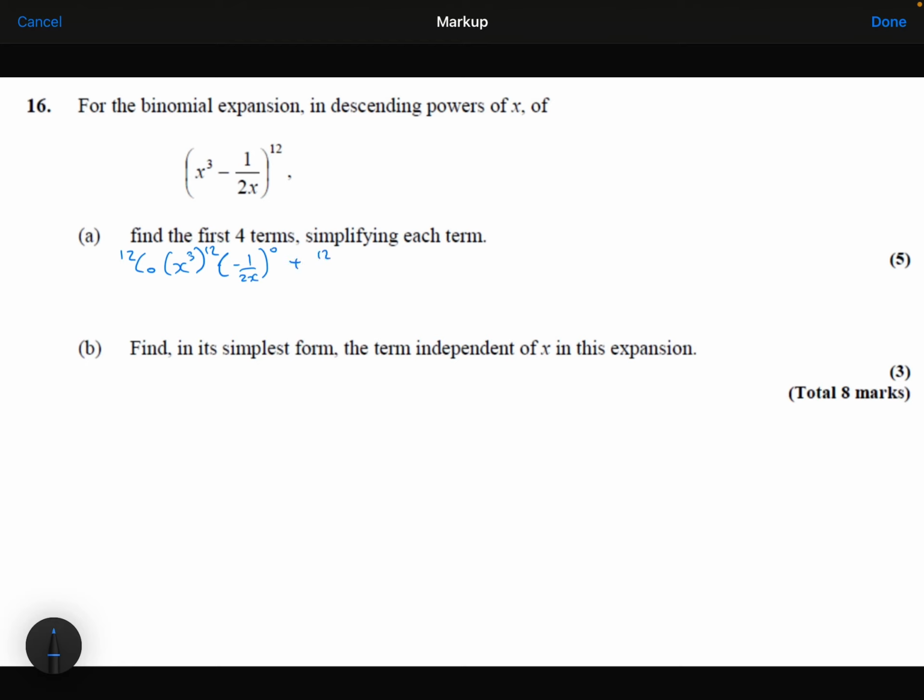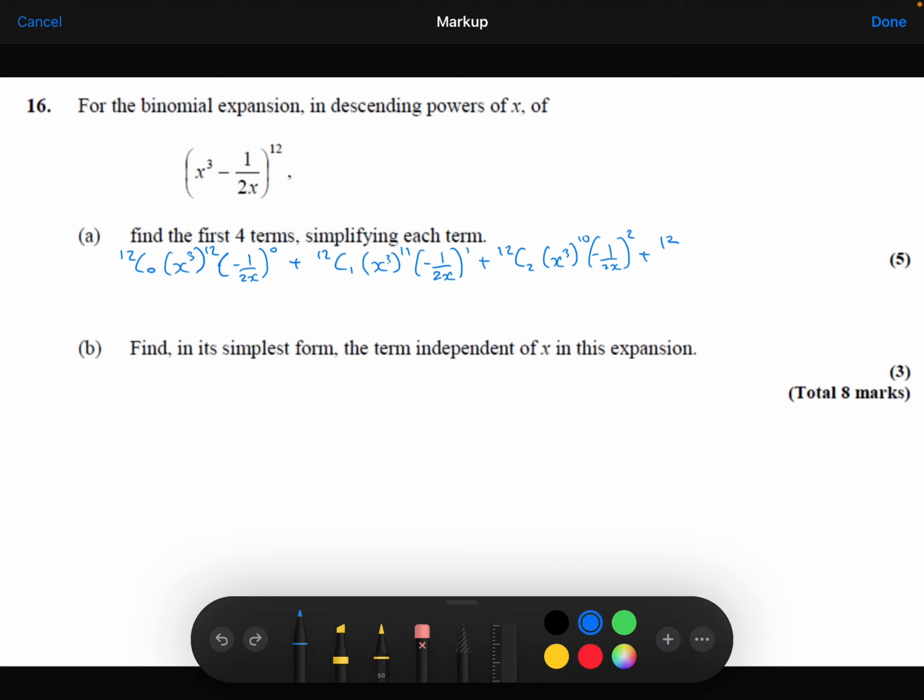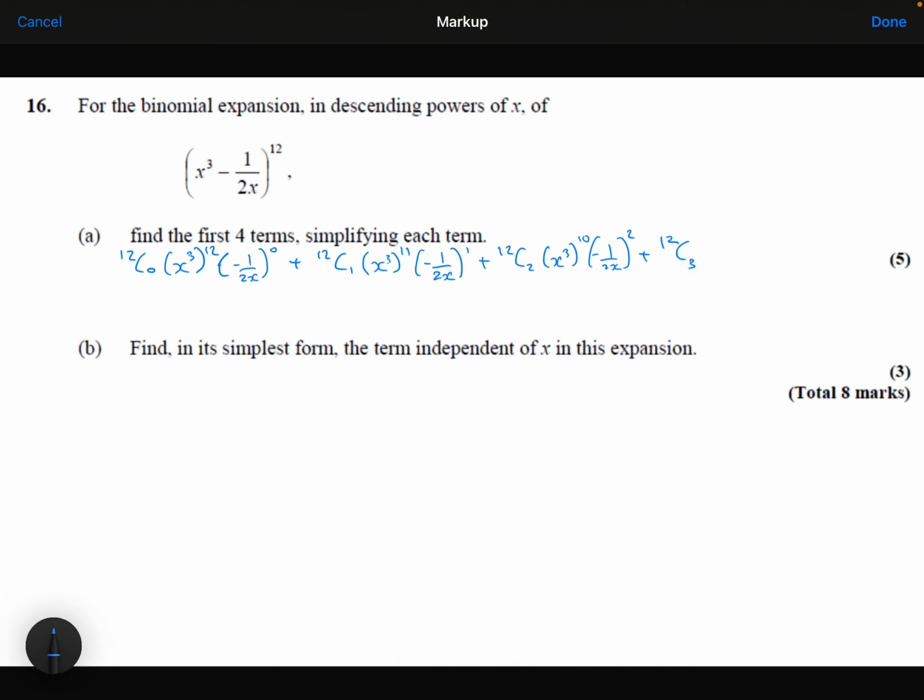The second term will be 12c1 (x cubed) to the power 11 times (minus 1 over 2x) to the power 1. The third term would be 12c2 (x cubed) to the power 10 times (minus 1 over 2x) squared, plus 12c3 (x cubed) to the power 9 times (minus 1 over 2x) cubed.